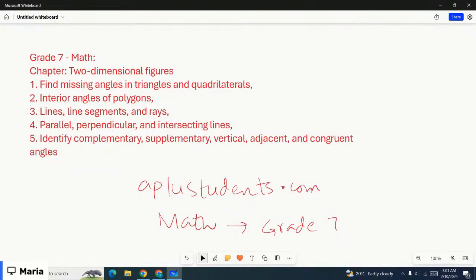We're going to start with the chapter two-dimensional figures and the lessons we're going to cover from the chapter are find missing angles in triangles and quadrilaterals, interior angles of polygons, lines, line segments and rays, parallel, perpendicular and intersecting lines, identify complementary, supplementary, vertical, adjacent and congruent angles. Please make sure you have your notebook and pencil so that you can note down the important examples and definitions as well. So let's just start with the first lesson.